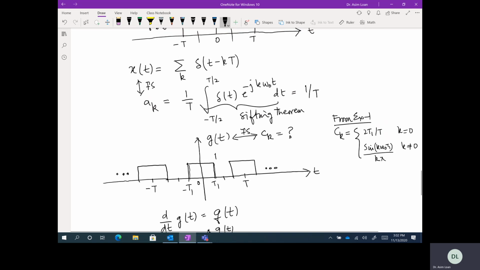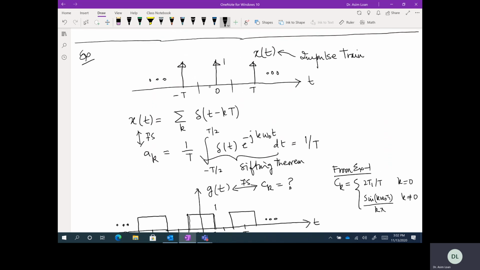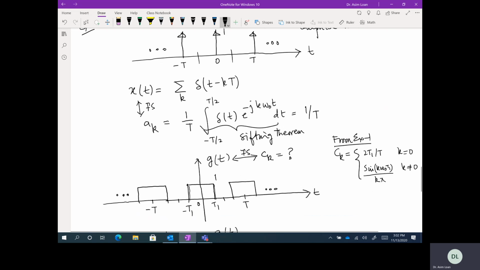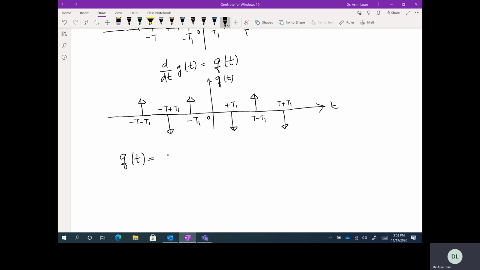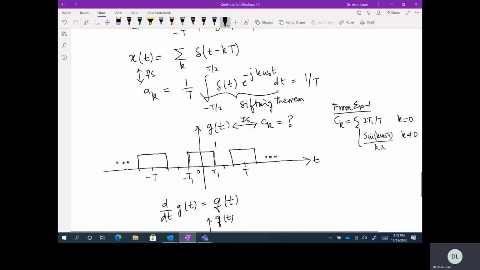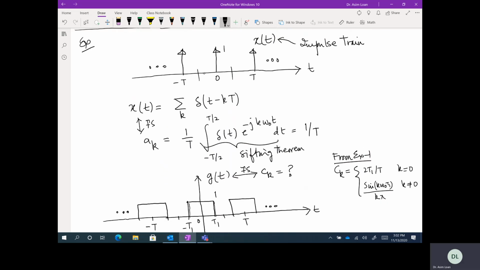If this is my impulse train x of t, and I shift it to the right by T1 and invert it, or advance it to the left by T1 and leave it as is, then q of t is simply x of t plus T1 minus x of t minus T1. Is this right? So this impulse train, let me copy this one here.